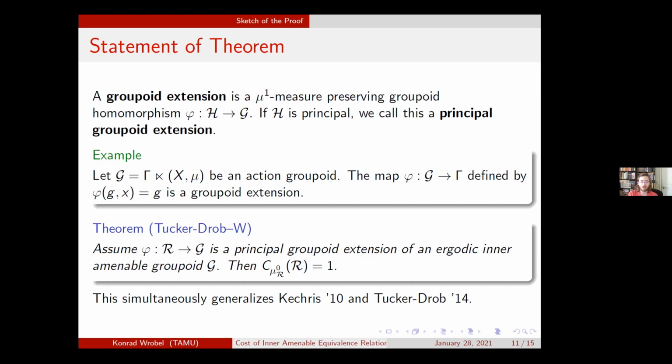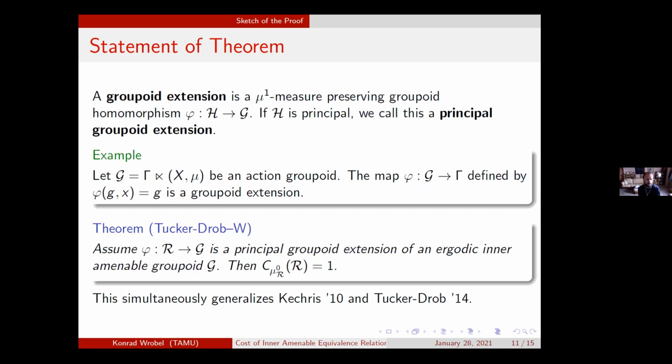And in the case where the groupoid is in fact an interamenable group, then these principal groupoid extensions are just free PMP actions, and this generalizes the work of Tucker-Drob. There are also plenty of examples that aren't covered by these two theorems, but it gives a nice simultaneous generalization of both of them. So any questions about the statement of the theorem? Because everything I'm going to say afterwards is going to be a little bit about the proof and things that make up the proof.